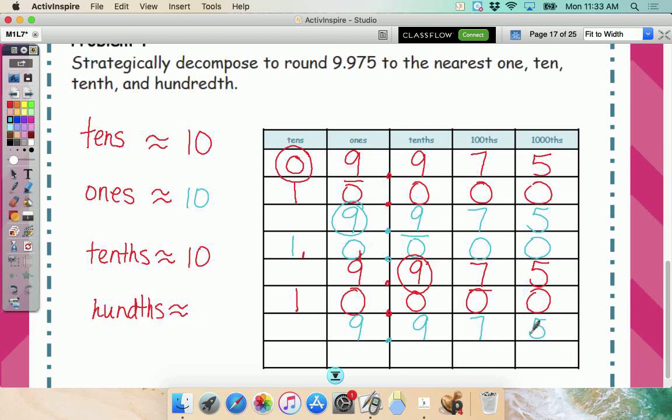Okay, we're going to circle the digit in the hundredths place. So, Isai, what digit is in the hundredths place? 7. Now, underline the 5. So I'm going to look at the 5 to decide if I keep the 7 the same or if I add 1. Anybody want to change their guess about whether or not this is going to be 10? Is this going to be 10? No.